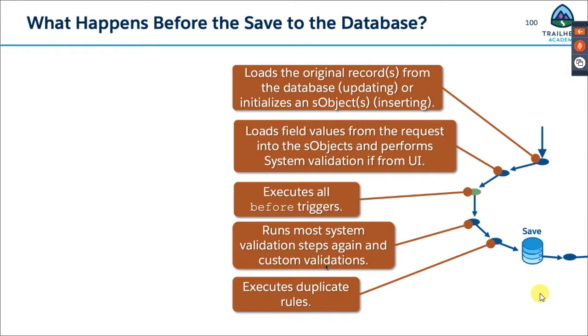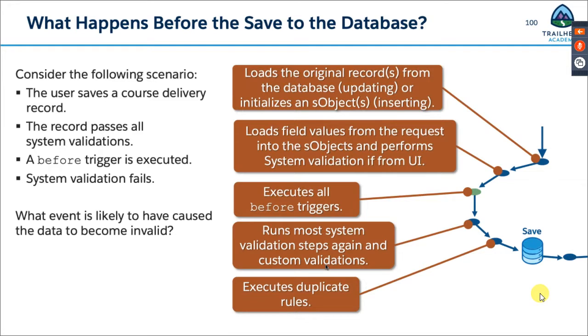But before we go into the saving, let's take a look at a very simple scenario. Let's suppose that the user saves a course delivery record. The record passes all system validations. Then a before trigger is executed. After the before trigger, the system validations run again, but they fail because a required field was not populated. Who cleared the field? If you're thinking the before trigger, you're absolutely correct, because that's the only thing that is allowed in these particular steps to make changes to those fields.